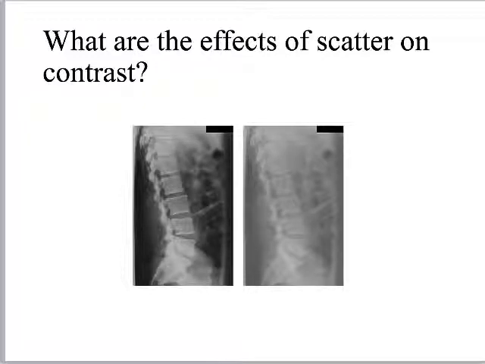Right? What we're saying is that as KVP increases, scatter increases, and so contrast decreases. Contrast and scatter are enemies. Scatter hates you and wants to destroy you, right?